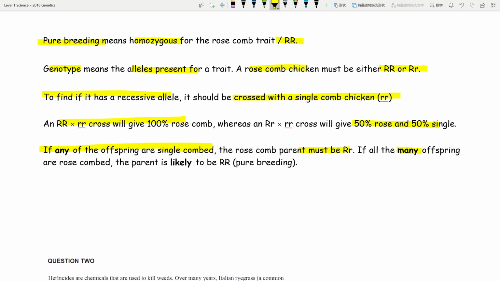If all the many offspring, see the word highlighted, many, because the thing I always tell my students, just say you need to increase the sample size. So once you have a large number of offspring and they are still all rose-comb, then it's very likely to be purebred. Okay, so that's the end of question 1.